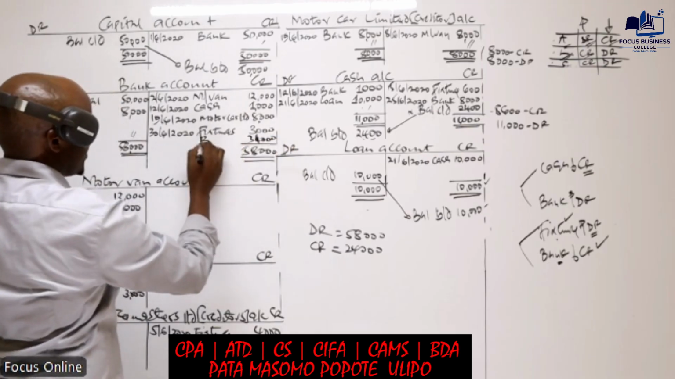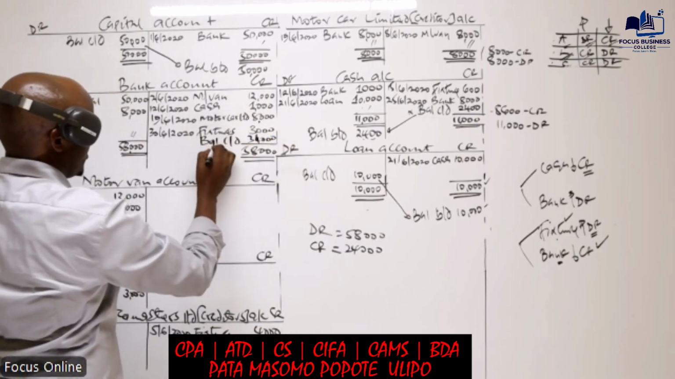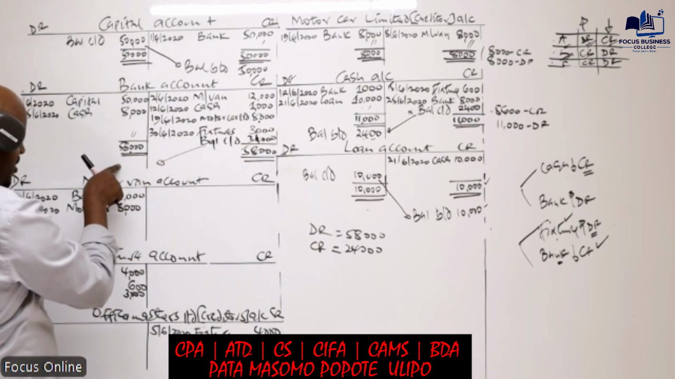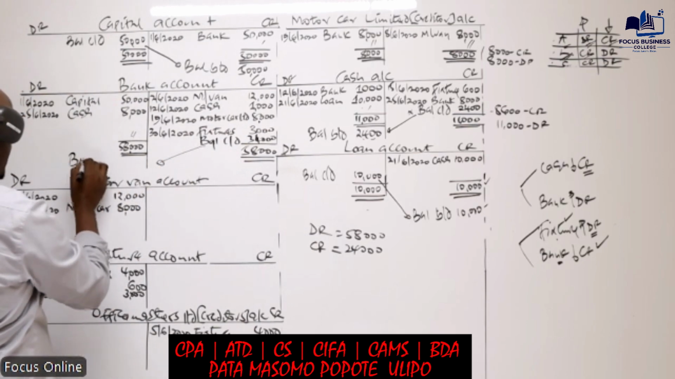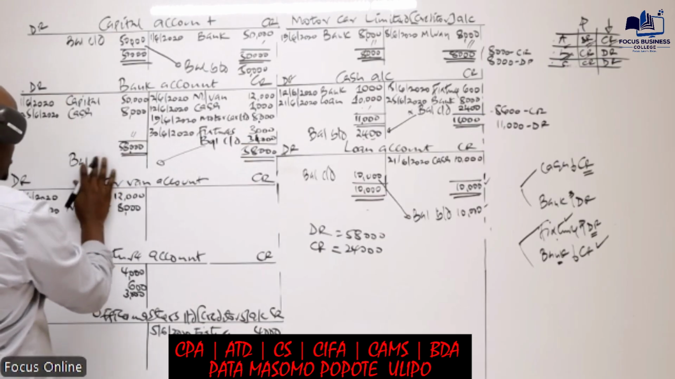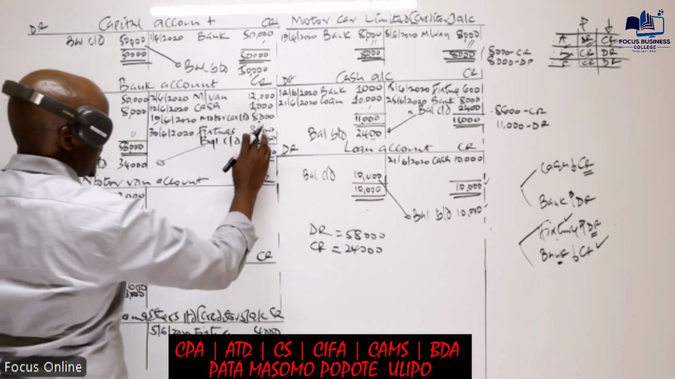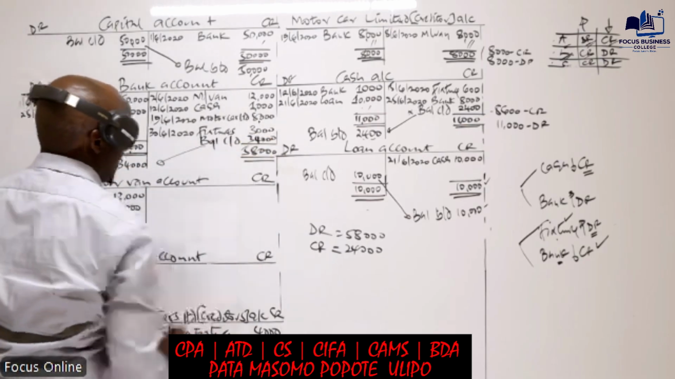So this will be balance carried down. We bring it down on the direct opposite side and below our totals here. That basically will be balance brought down, 34,000.